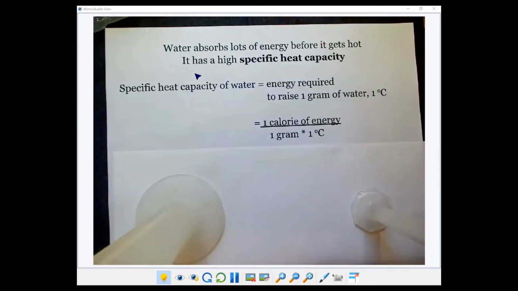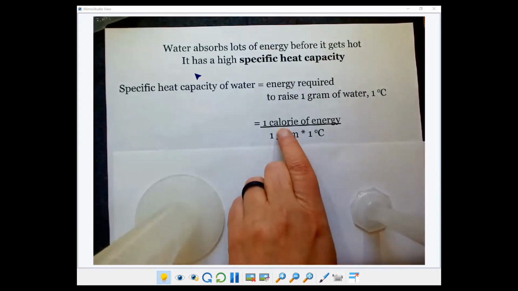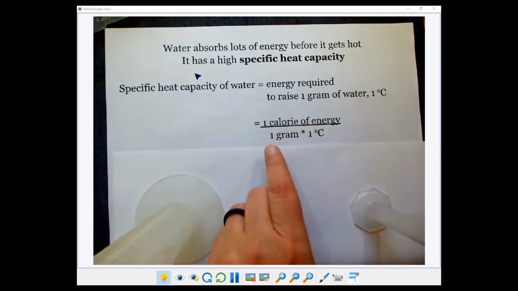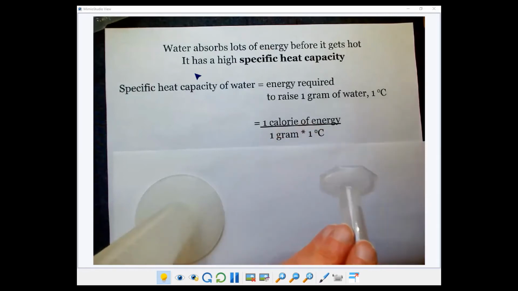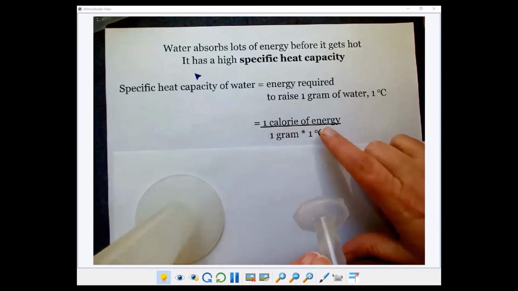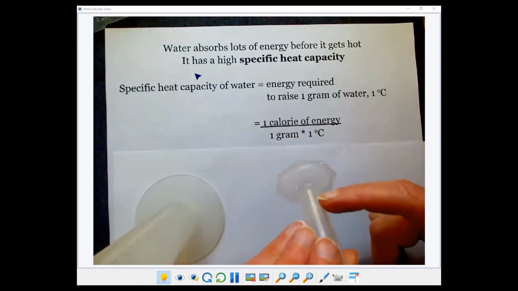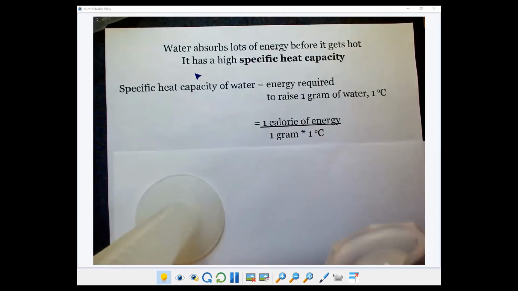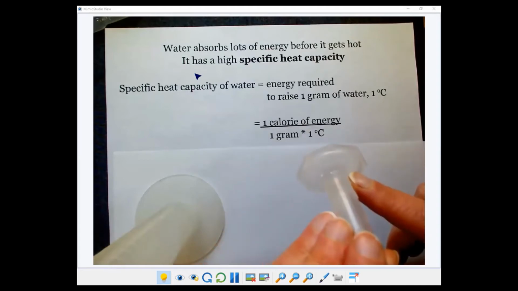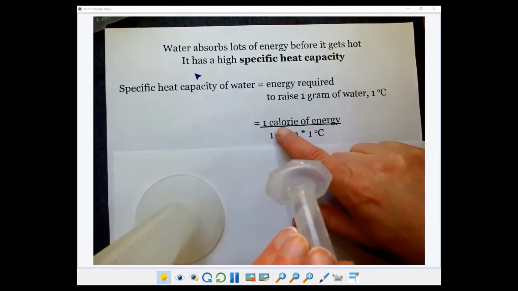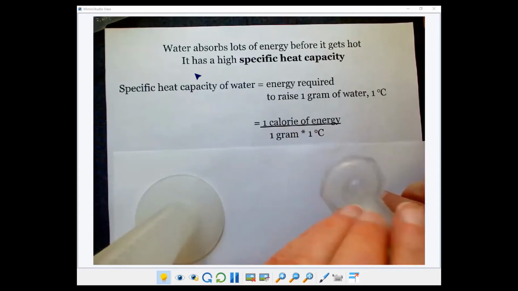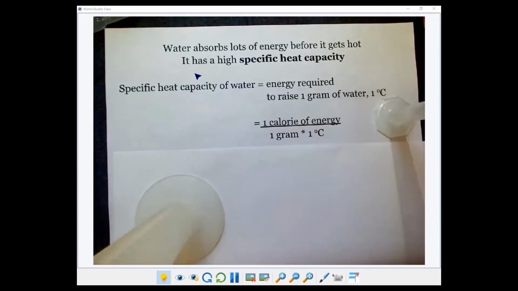And the awesome thing about these units is, look, it's 1 calorie of energy. They defined it this way for water. 1 calorie of energy is what it takes to heat 1 gram of water 1 degree C. So if I want to heat it up 1 degree, I need 1 calorie of energy to heat this little bit up. So let's just see if we can use that.